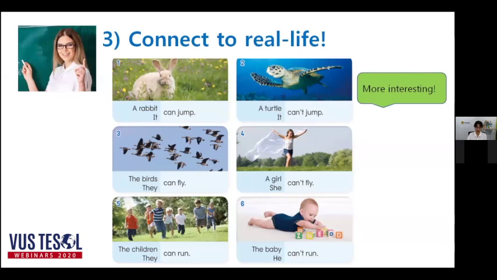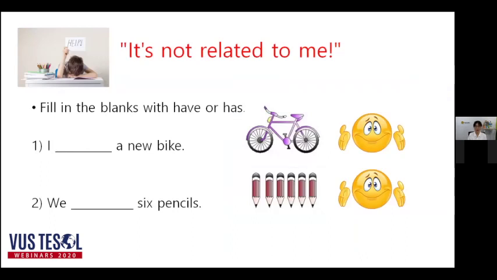Right, now let's move on to the next situation. Look at this student. It's not related to me. That's why it's boring. It's not related to me. Why do I have to learn this? Let's look at this exercise. Fill in the blanks with have or has. Number 1, I blank a new bike.